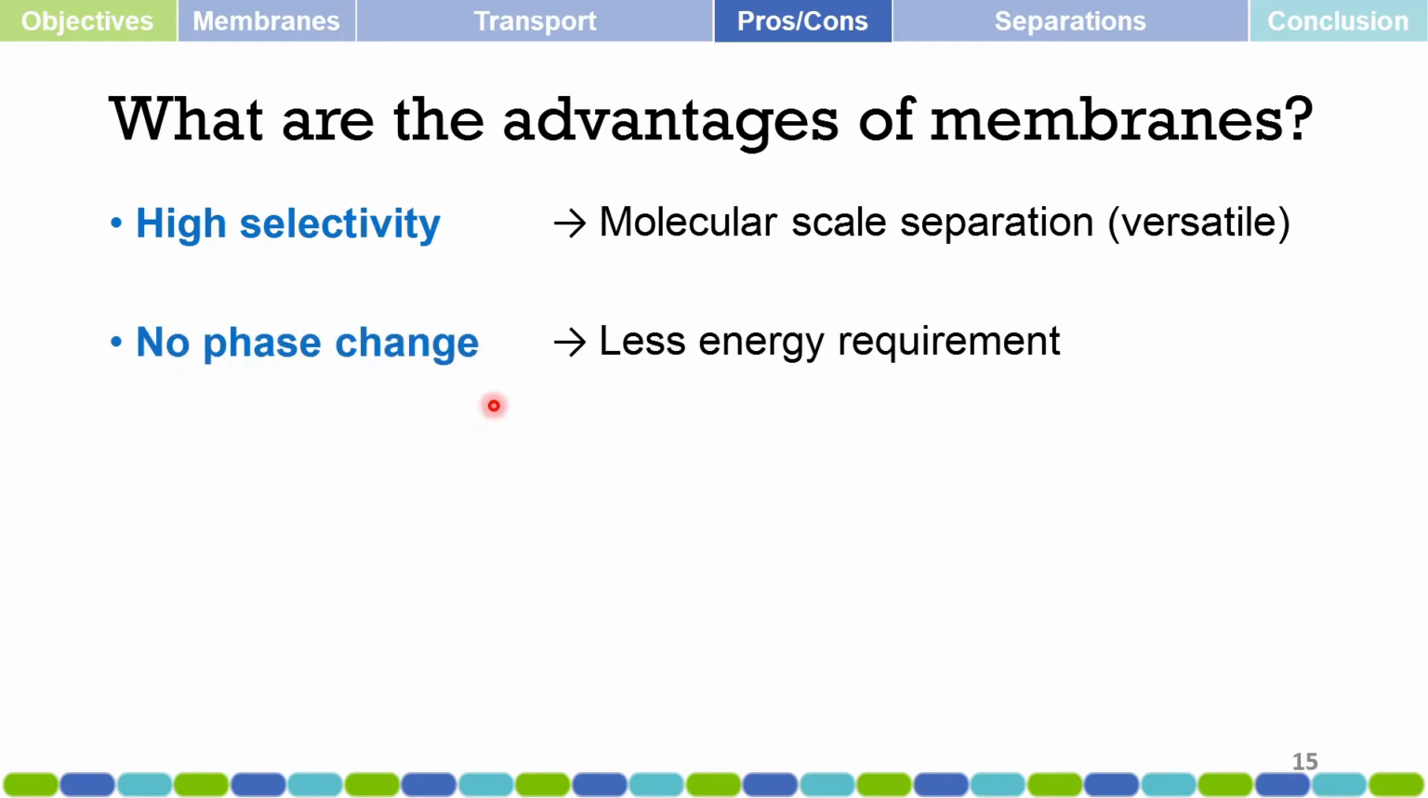There's no phase change. In most membrane processes, there is no phase change, but there are some exceptions. Because there's no phase change, there could be less energy requirement, because the phase change is related to heating or cooling, and that would be the one considered for this. So there is less energy requirement.